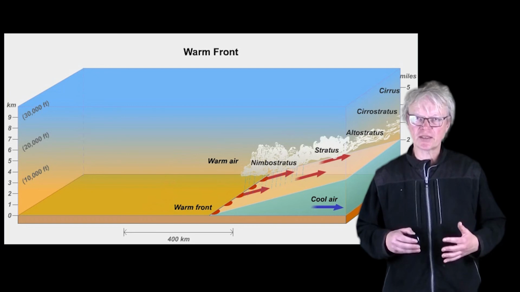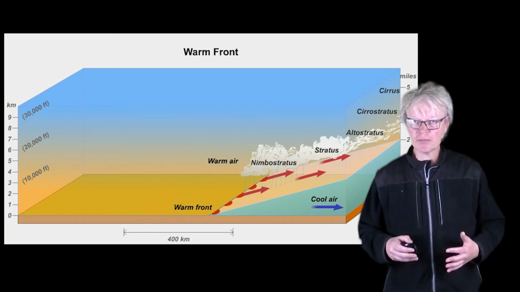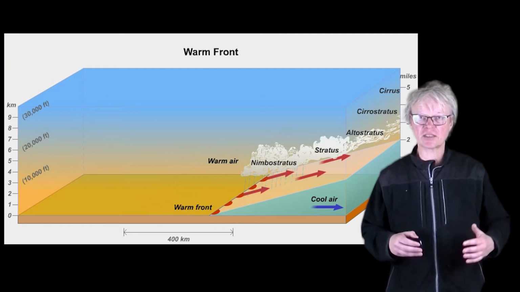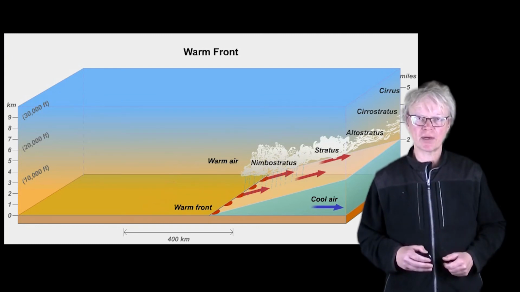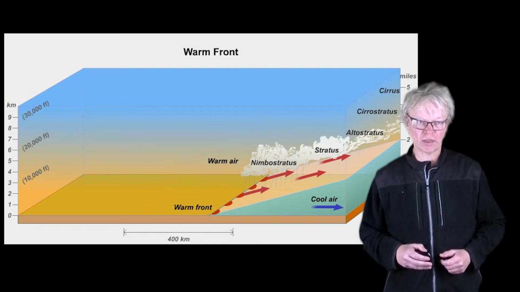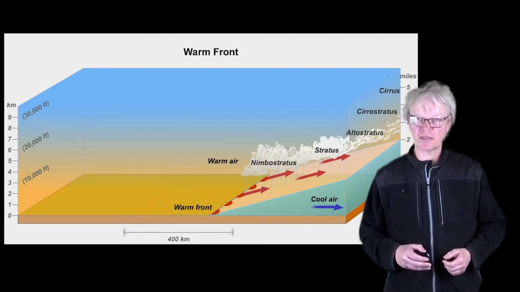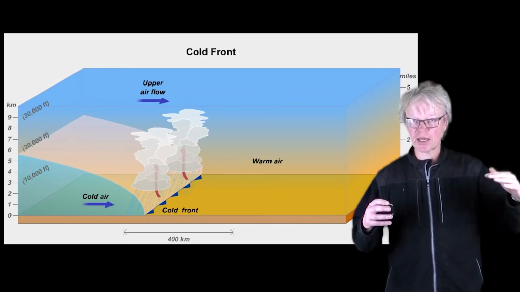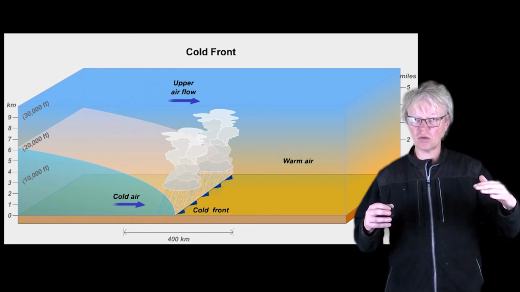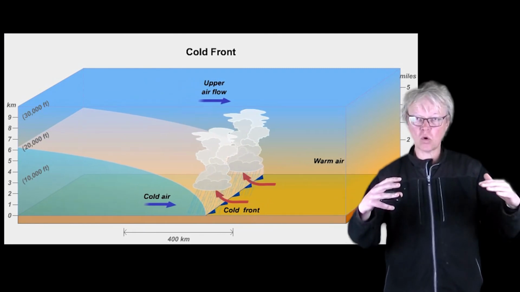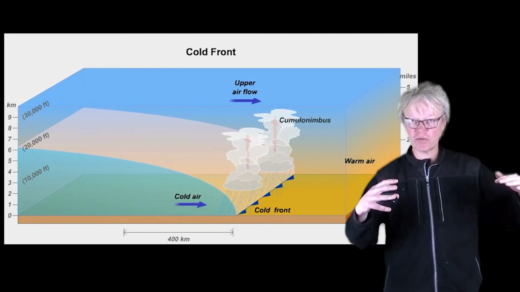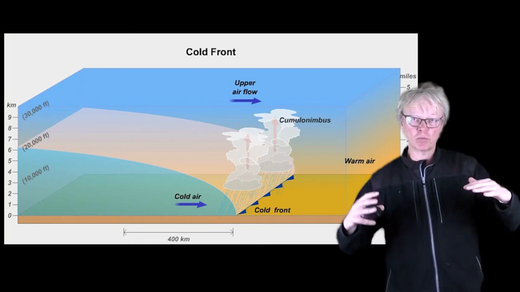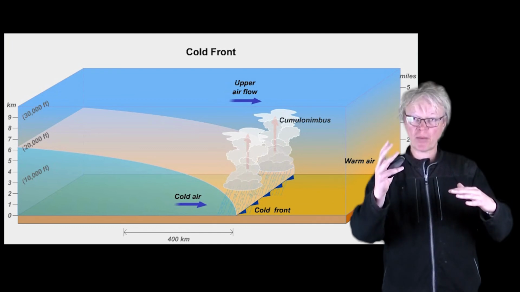Generally speaking, you get relatively gentle rain, not many thunderstorms occurring as that warm air gently moves up at a relatively low angle over the cold air. Cold fronts are quite different. Cold air, as it's moving, will stay close to the Earth's surface because it's cold, and as it hits that warm air, because the cold front is moving, it will want to move under that warm air and will push up that warm air very, very rapidly.